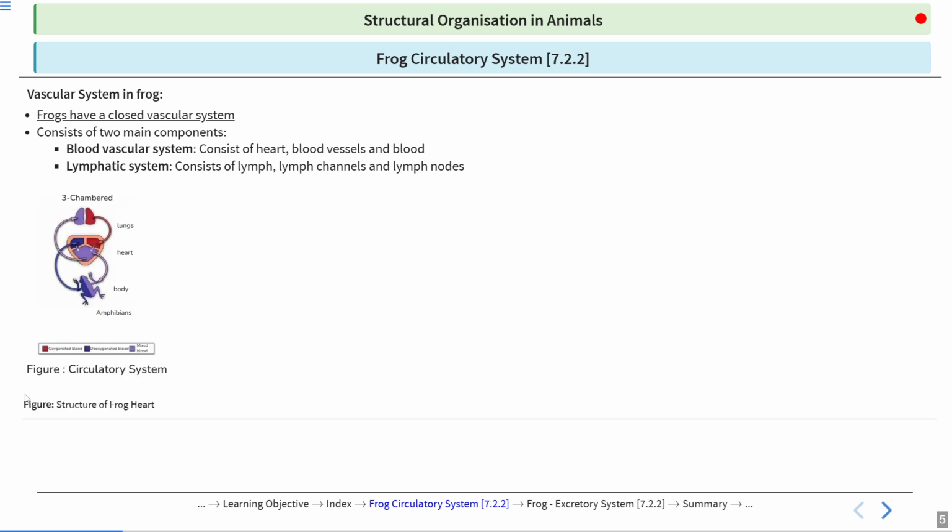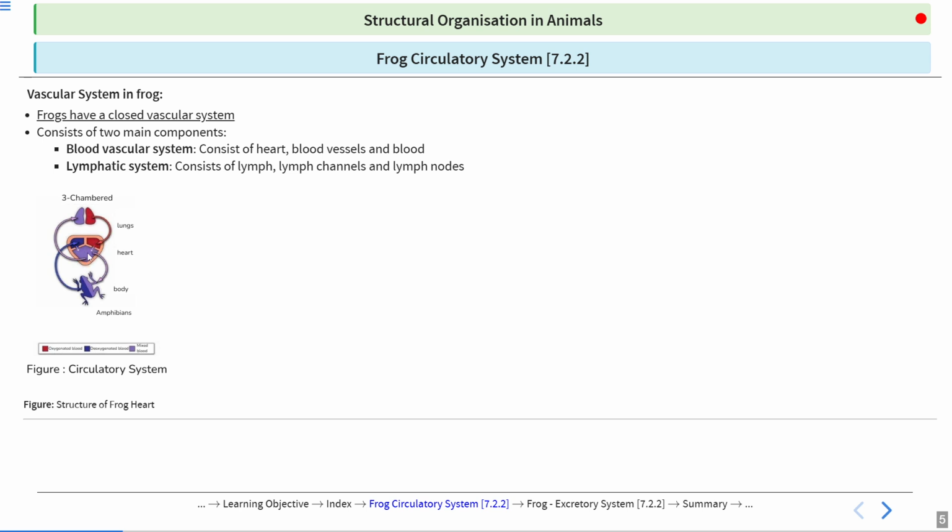So here you can see the circulatory system is closed in the case of frog. So this is an amphibian, a frog, right? And here you can see the deoxygenated blood. This is the blue color, deoxygenated blood. It is transported to the right atrium. And from here, it goes to the lung for the purification. Once it gets purified, it is transported back to the left auricle. And from there, it goes to the ventricle.